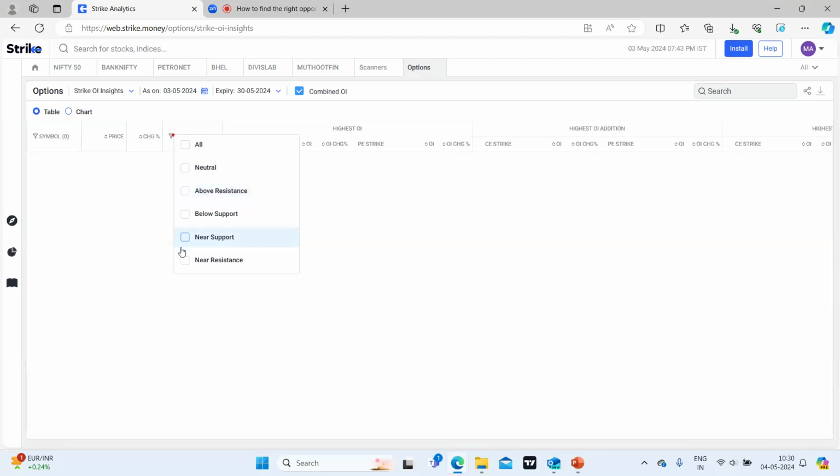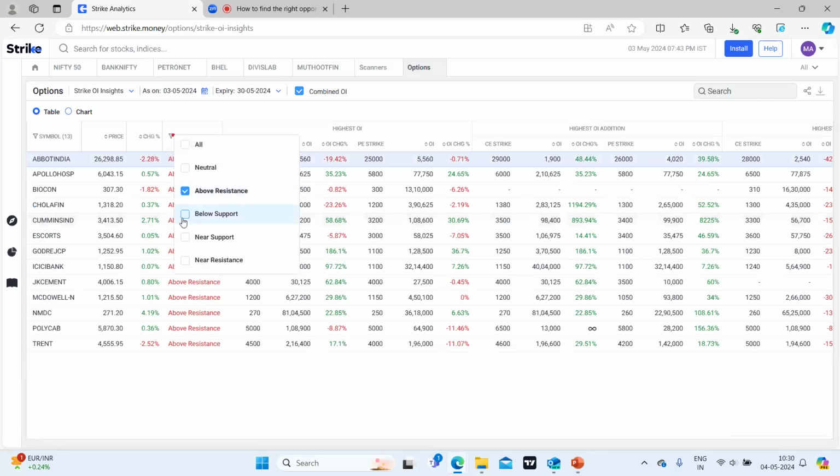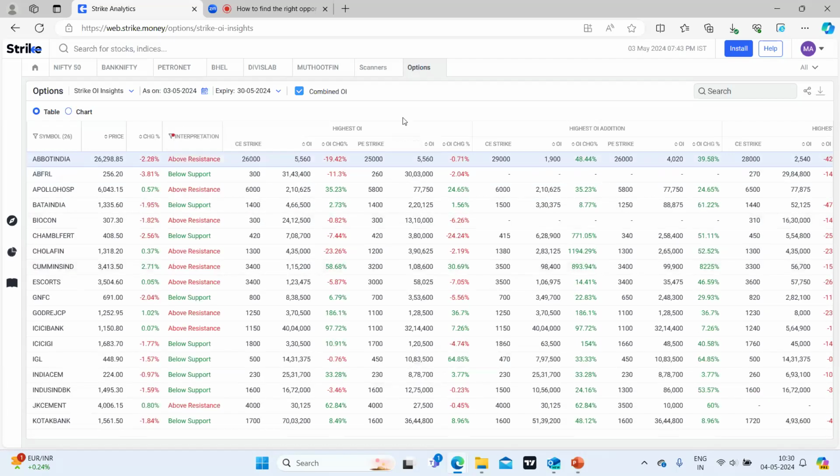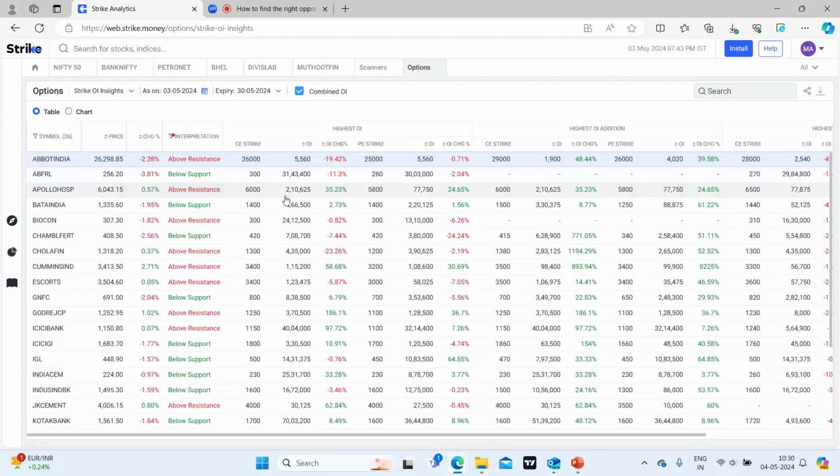Now the main focus here is above resistance and below support. For us, these two options are the go-for options. Why? When the price breaks resistance, writers at that resistance will cover; when it breaks support, writers at that support will cover. That gives me an opportunity to enter the trade as an option buyer. So we will focus only on these two criteria, above resistance and below support.